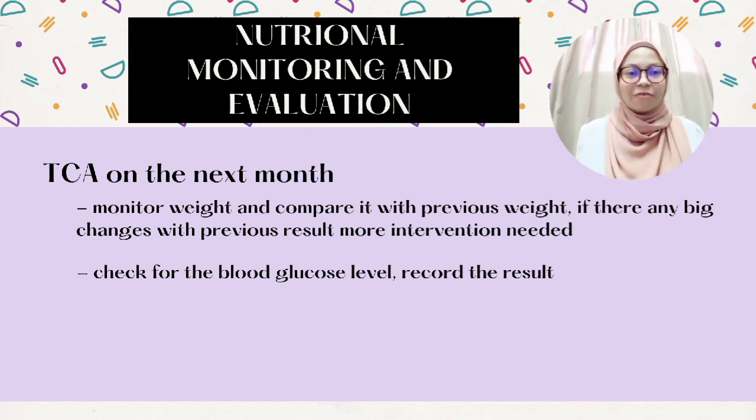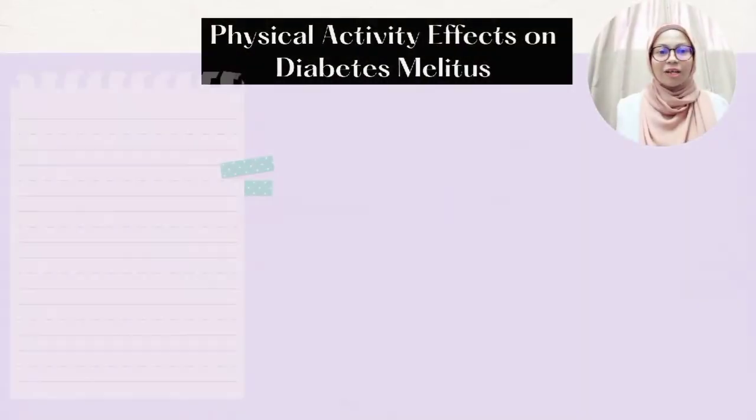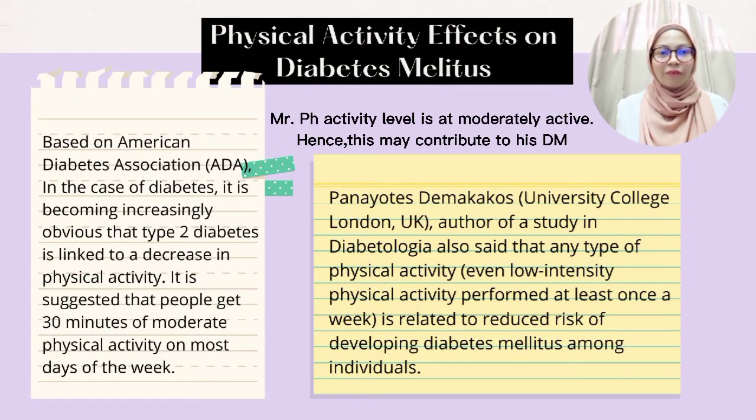Next, check the blood glucose level. If the blood glucose level decreases or is at the normal level, the previous intervention can still be used. But if the blood glucose level increases, more intervention is needed. The previous intervention can no longer be used. New intervention may include other types of medication and increased physical activity. Low physical activity may be one of the factors that contribute to diabetes mellitus.